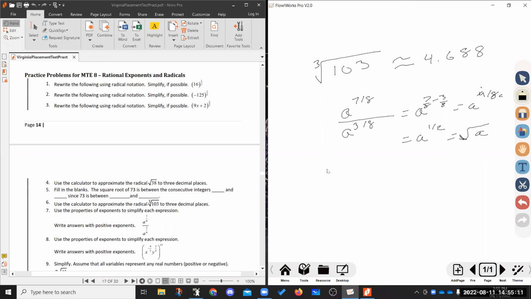Number 8 asks us to raise x to the 4/3, y to the 3/5 to the power of 15. And when we do that, this is going to be x to the 4/3 times 15, y to the 3/5 times 15. 3 goes into 15 5 times. 4 times 5 is going to give me 20. 5 goes into 15 3 times. 3 times 3 is going to give me 9.